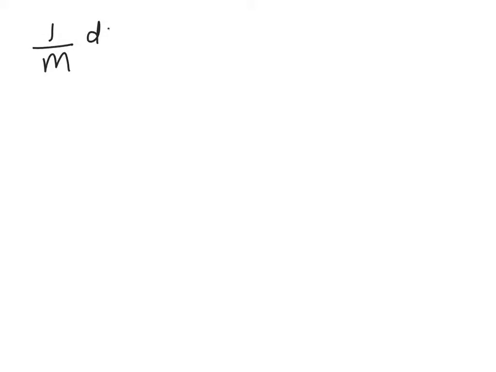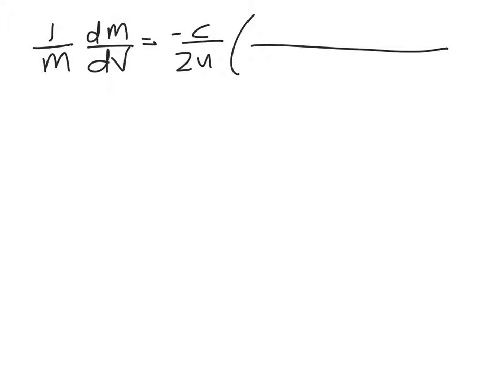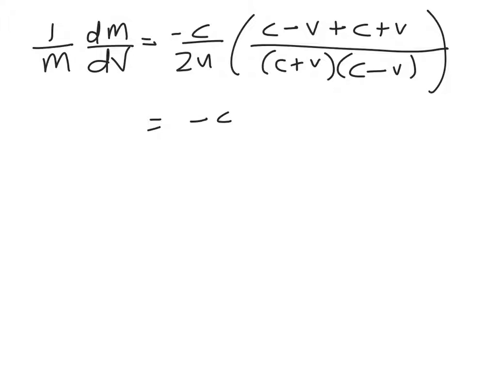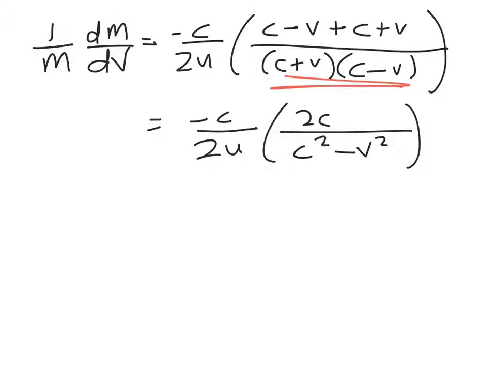Okay, so 1 over m dm by dv is equal to negative c over 2u times, well, here we've got c plus v times c minus v, and in the numerator we've got c minus v plus c plus v. I'm just cross multiplying as usual. That works out to be negative c over 2u times 2c, and here we've got c squared minus v squared, because this is just the difference of two squares.